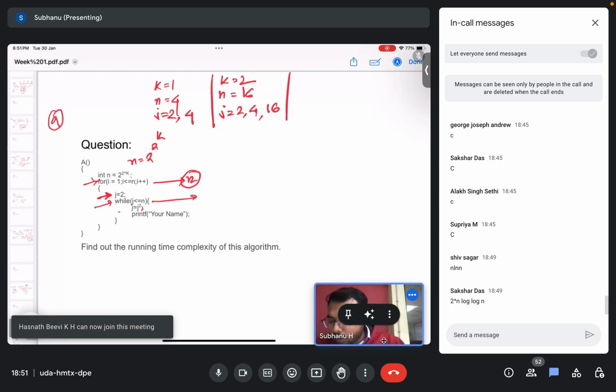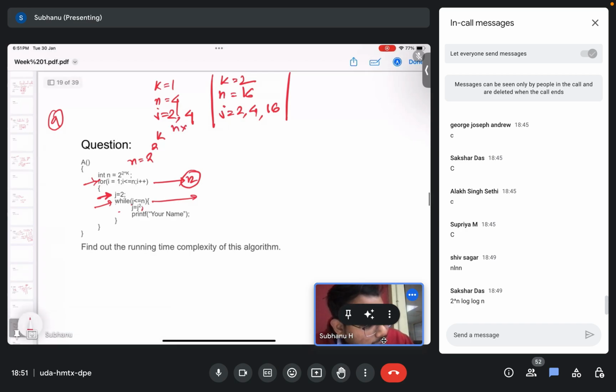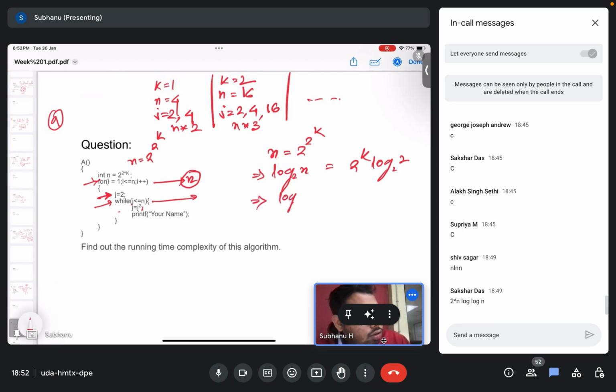Okay, so this is how. Here you can see that n is running for 2 times, here n is running for 3 times, like this. As n is equal to 2 to the power k, if you apply log n, it will be 2 to the power k log 2 base 2. We are applying log base 2, so log n is equal to 2 to the power k into 1 basically.